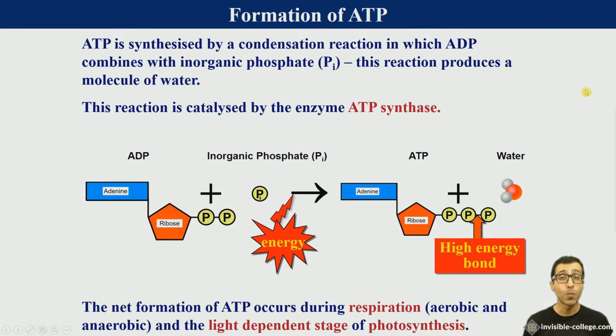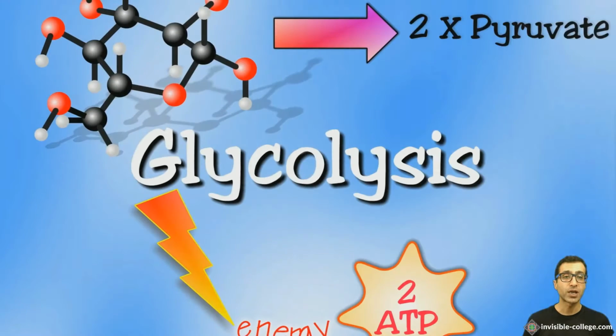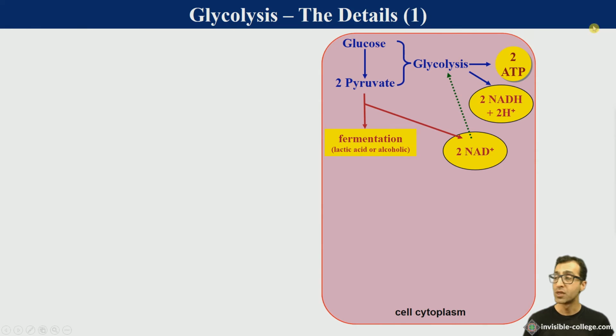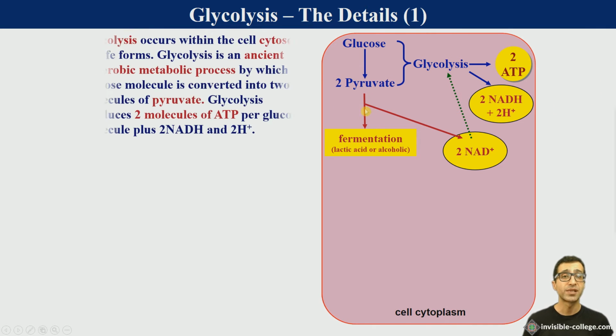Now the net formation of ATP occurs during respiration and also occurs, as we saw before, during the light dependent stage of photosynthesis. So let's have a look at glycolysis in a little bit more detail. As we said before, the process of glycolysis occurs within the cytosol of cells. It does not occur within mitochondria. So this usually occurs within the cytosol, and it's a common process which is found in all forms of life.